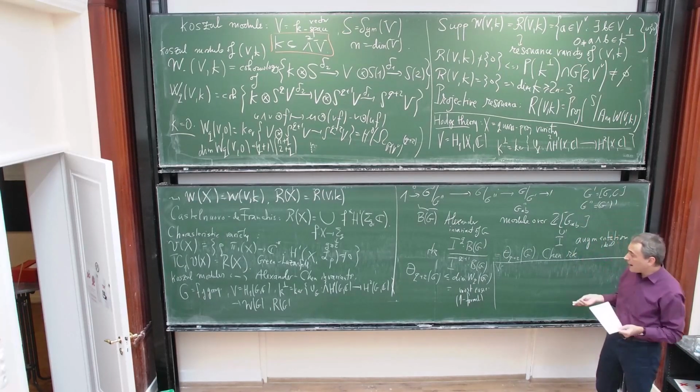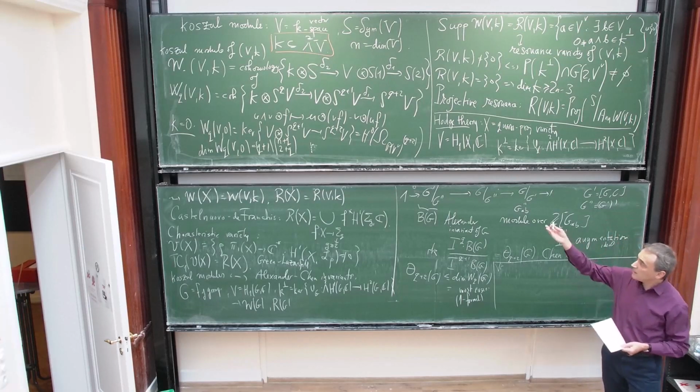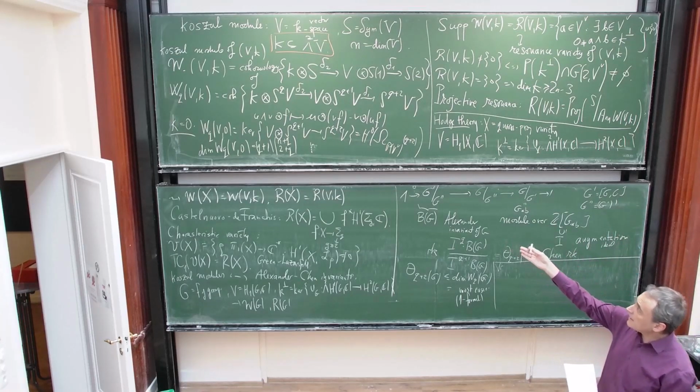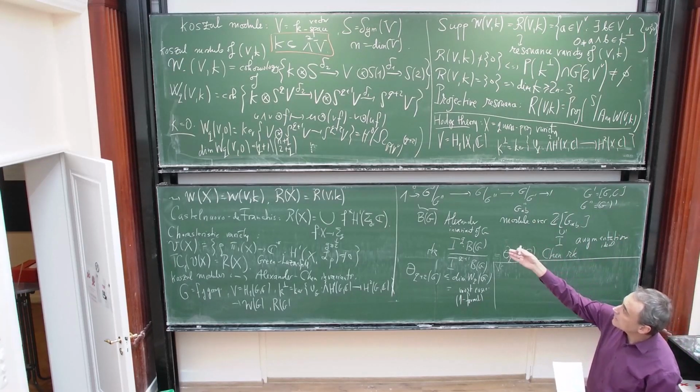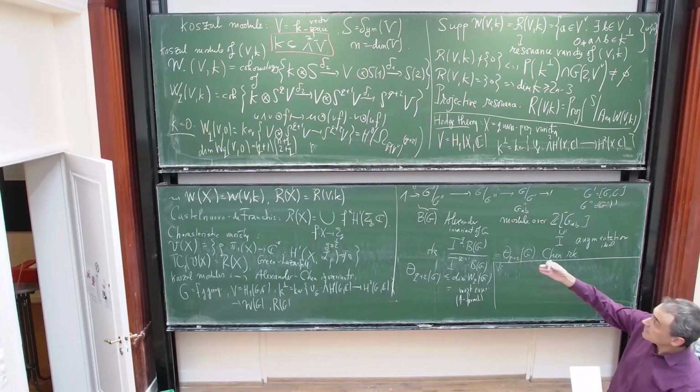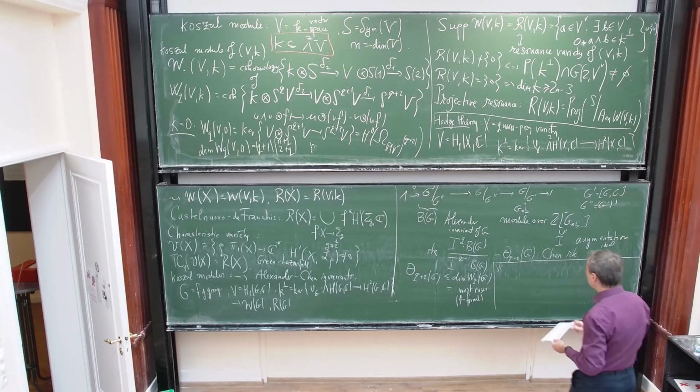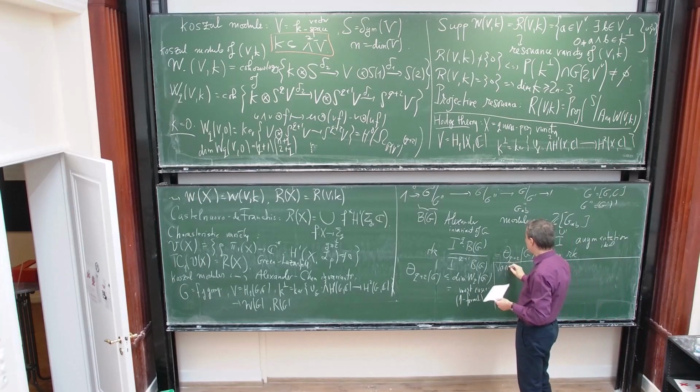So the fundamental question here is: what can we say? How can one compute these Koszul modules, the dimensions of the Koszul modules?